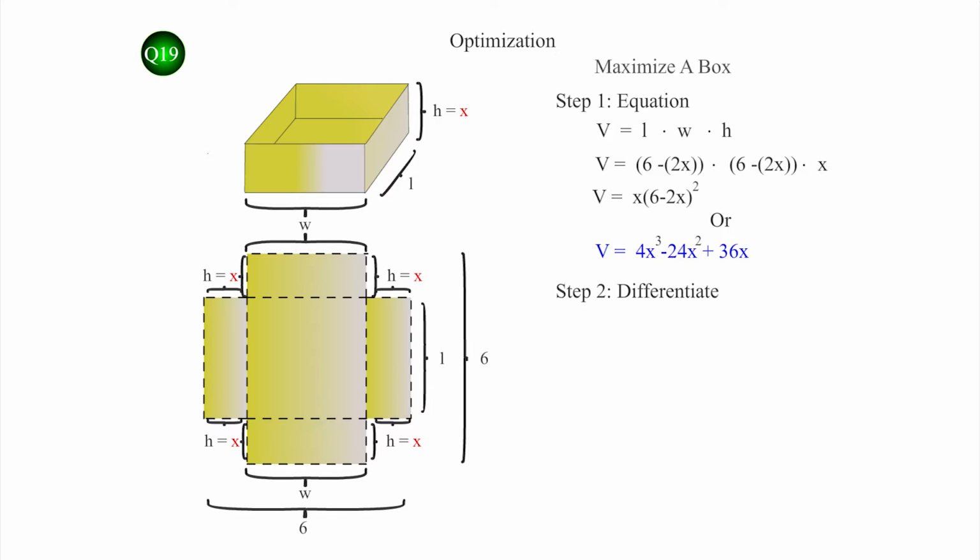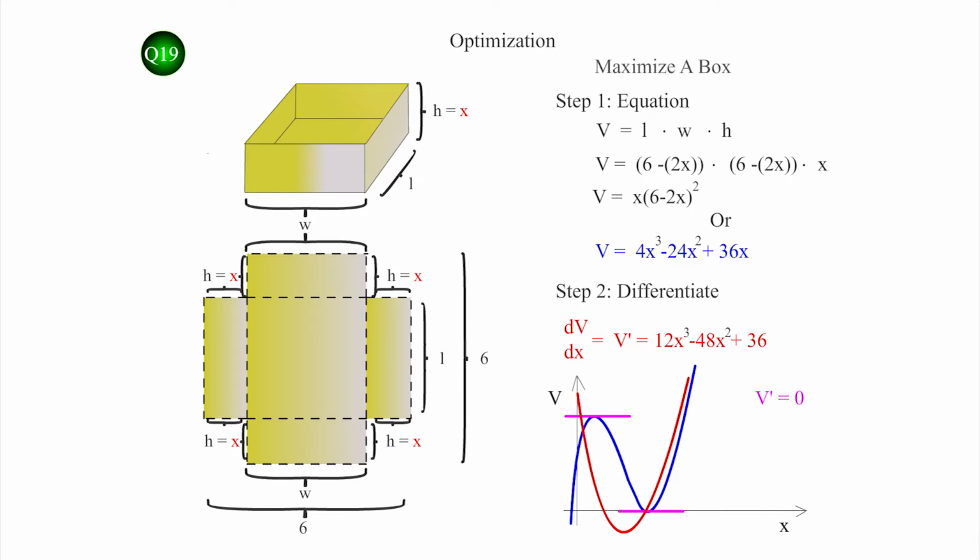Then, take the derivative of V with respect to x using the product rule. You will get dV/dx equals 12x squared minus 48x plus 36. Then, carry out optimization at the maximum volume of the cuboid: dV/dx equals 0. So, set the equation equal to 0 and factorize to get 0 equals 12 times (x minus 3) times (x minus 1). You will get two answers, which are x equals 3 and x equals 1.